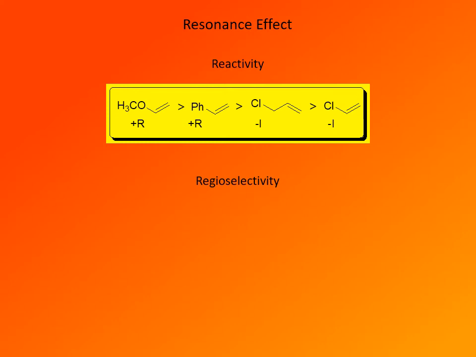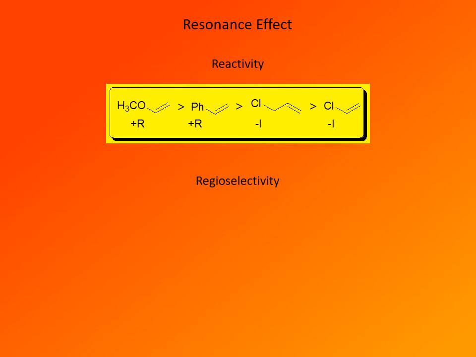So first alkene has methoxy substituent, so oxygen as atom directly bonded to double bond, and oxygen exhibits positive resonance effect and negative inductive effect. As resonance effect is stronger than inductive effect, net effect is electron donation, and that means that reactivity of alkene is increased. In fact, it's increased by quite a bit. Phenyl group also exhibits positive resonance effect, electron donation through resonance effect through pi bonds, but not as strong as oxygen. So for that reason, magnitude of effect is weaker or lower, so reactivity of such alkene is a bit lower.